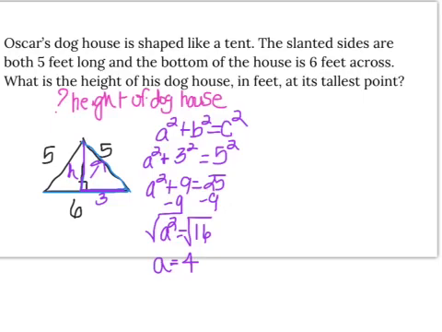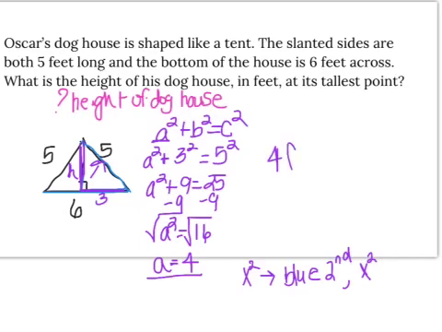Now, if you don't remember where the square root button is on the calculator, it is the blue button above the x squared. So in order to do that, I have to press the blue second button at the very top, and then I press the x squared, which will give me the square root. So always going back to my question, I just found a. a was my height since it was part of the triangle, so I did answer my question. The height of the doghouse is 4 feet.